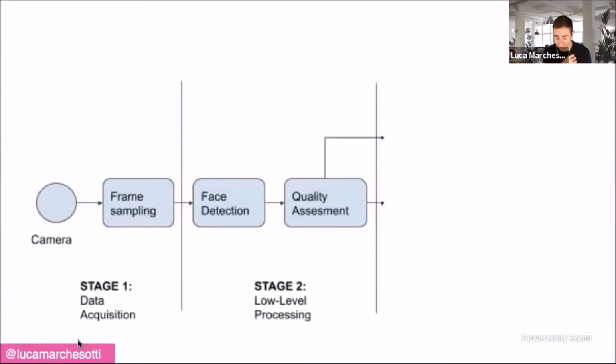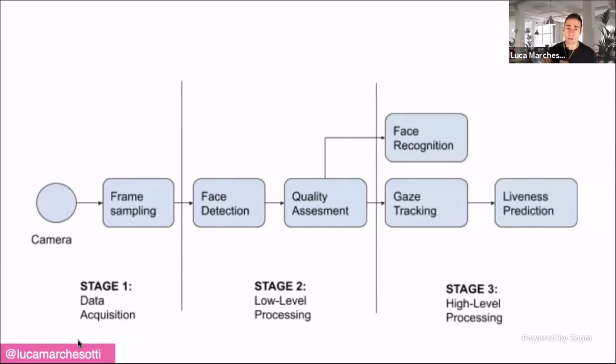We are then looking at the quality of the face, and we are detecting the eyes as well and the mouth. And then we are tracking the gaze. Once we are tracking the gaze, we are classifying the gaze position, and we are able to predict whether or not the person is alive or fake.